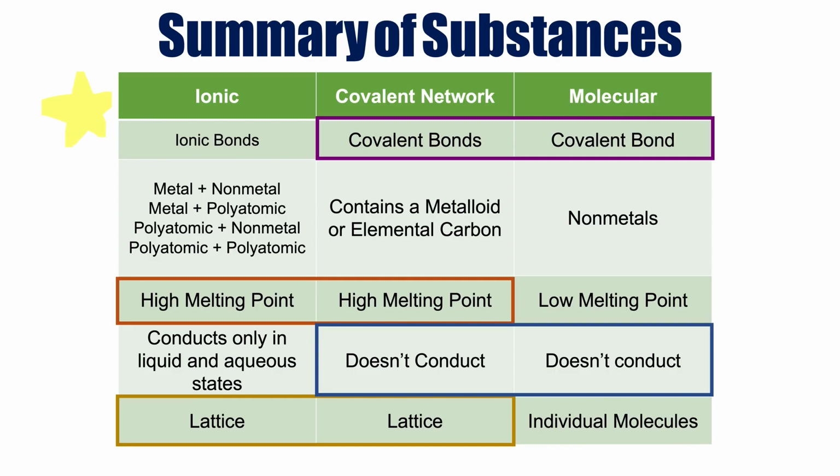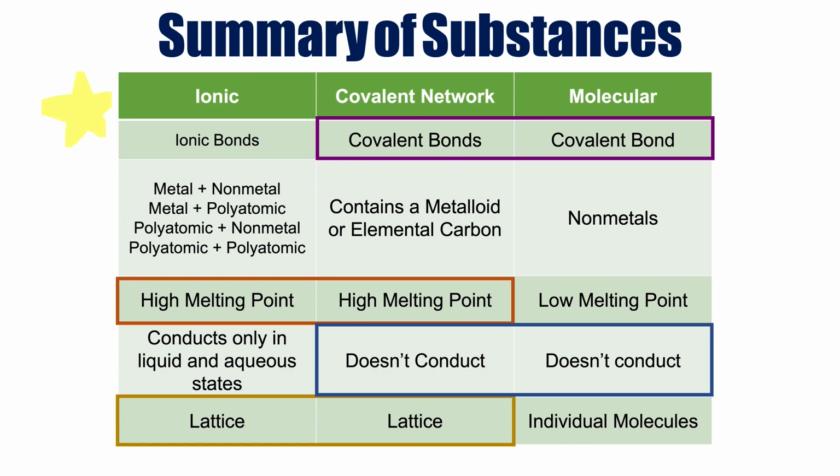In terms of their melting and boiling points, ionic and covalent network have high melting points, high boiling points. They're generally solids at room temperature, whereas molecular compounds have low melting points, low boiling points because of those weak intermolecular forces that they're interacting with in their environment as well. In terms of conductivity, ionic compounds will conduct in the liquid and aqueous states, but not the solid state, whereas covalent network and molecular are generally non-conductive.